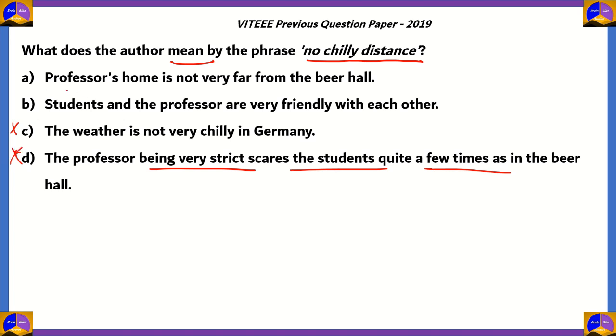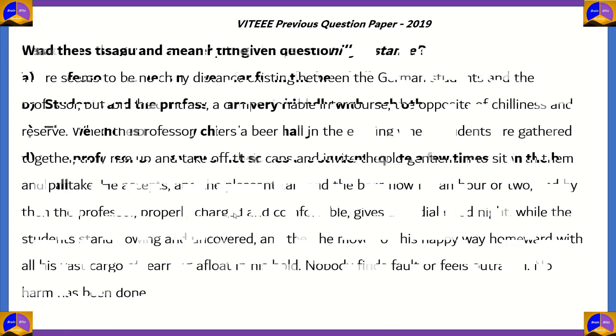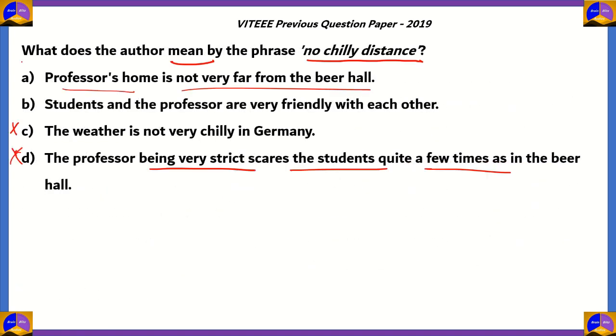Now, what about option A? The professor's home is not very far from the beer hall. So, let's look here. And he moves on his happy way homeward with all his vast cargo of learning afloat in his hold. Nobody finds fault or feels outraged. No harm has been done. So as you can see in this passage, there is no mention of the German professor's home. So therefore, option A has to be incorrect.